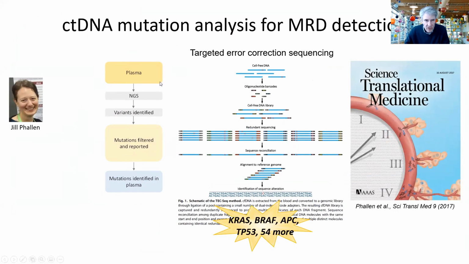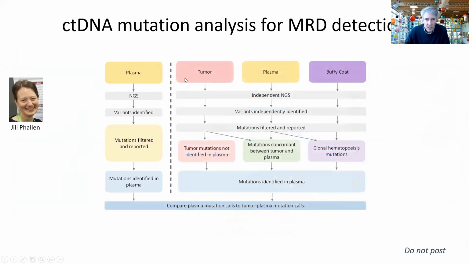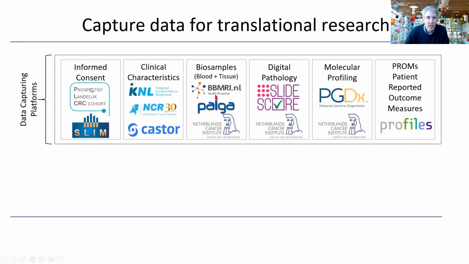Originally, we thought it's great to just look at plasma, but later we realized we should do the combination of tumor profiling and cell-free DNA plasma profiling, to avoid being fooled by the white blood cells, in which there's often clonal hematopoiesis, in which genes like DNMT3A, but also TP53, are mutated. This is as a background for the type of data we are collecting.